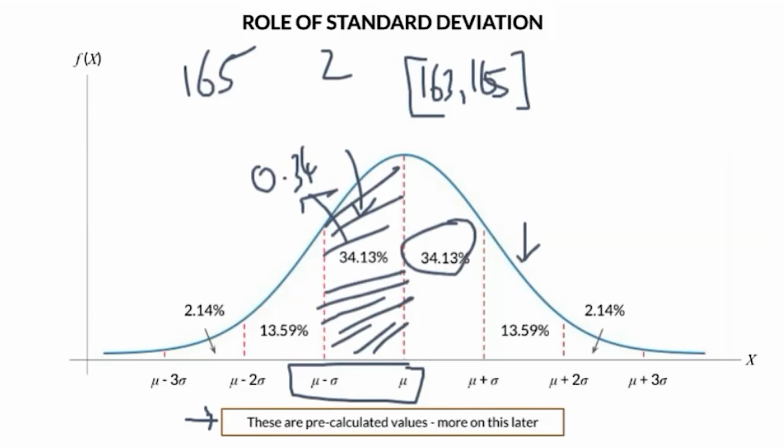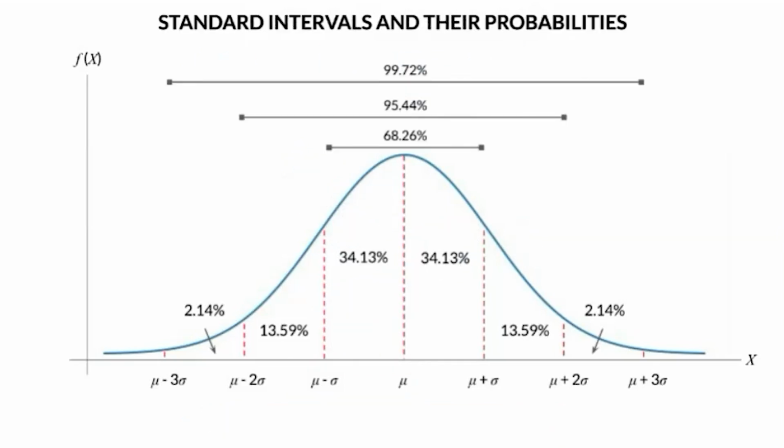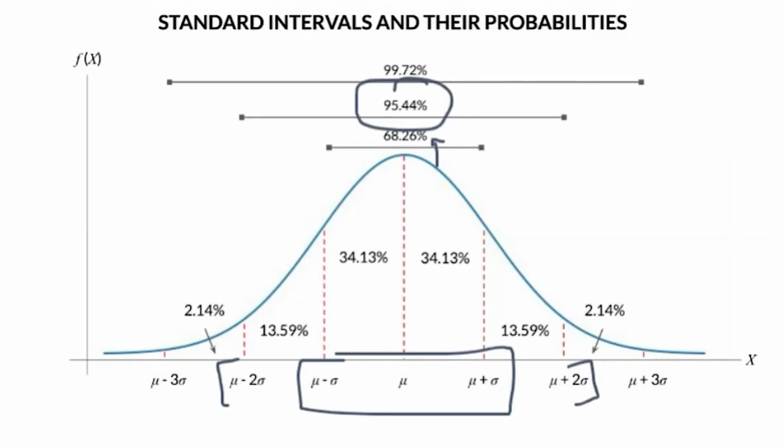And of course there are more intervals. From mu plus sigma to mu plus 2 sigma, it's about 13.5% of the population, and so on. These are pre-calculated and always true values. For symmetric intervals, mu minus sigma to mu plus sigma, 68% of the population lies here. Mu minus 2 sigma to mu plus 2 sigma, 95%. Mu minus 3 sigma to mu plus 3 sigma, 3 standard deviations away on both sides, 99.7% of the population lies here.